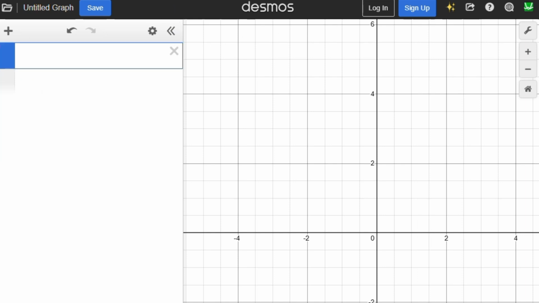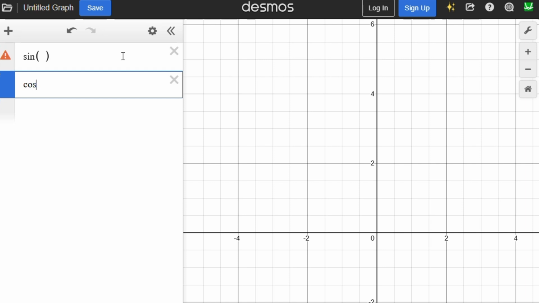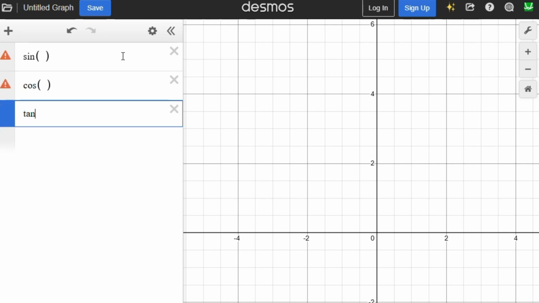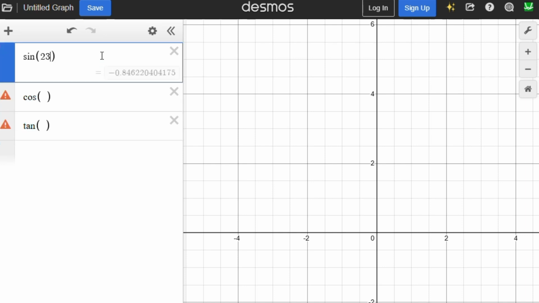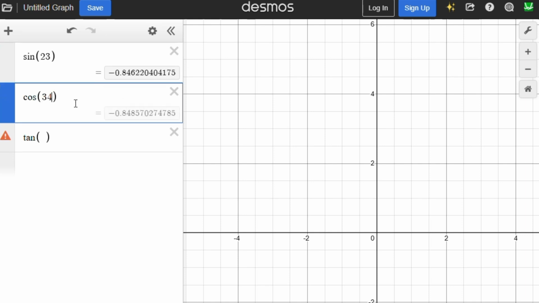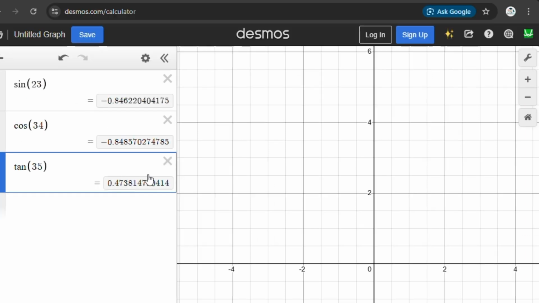Apart from this, let's touch trigonometry. We can use sine, cosine, and you can also put different types of inputs and decimals. All you have to do is just write your name, sine, cosine, tan, and open the parentheses. You can write any values you want in here. They will give you the output in radians.